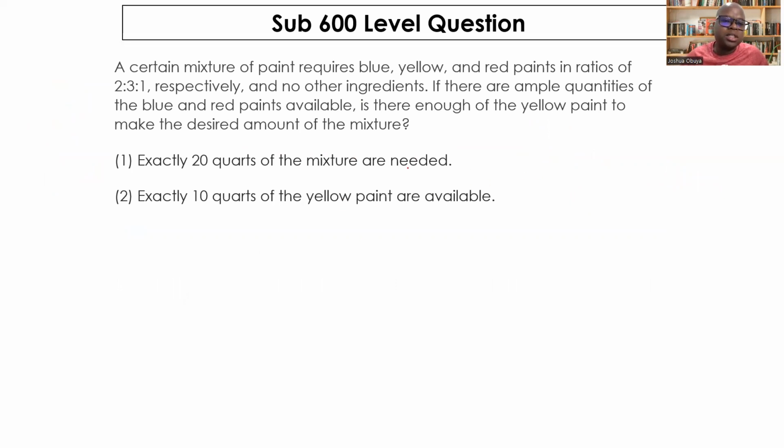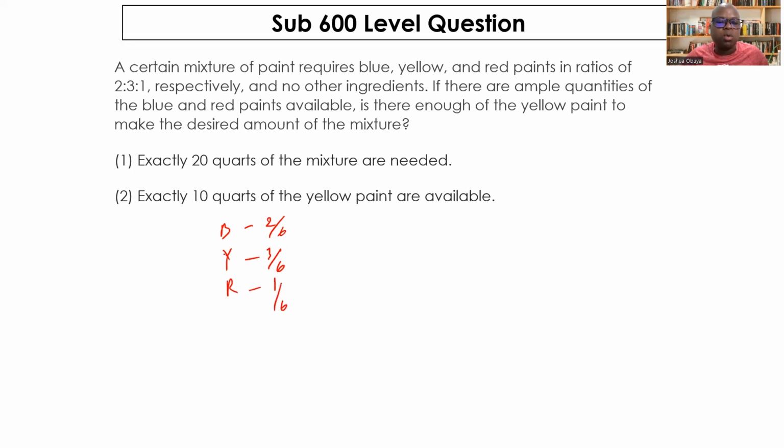The first statement you're assessing is statement one. You can choose either of them, it doesn't really matter, but you just go with statement one. Statement one: exactly 20 quarts of the mixture are needed. So what this is telling us is we have a mixture of blue, yellow, and red, where blue is 2/6, yellow is 3/6, and red is 1/6.